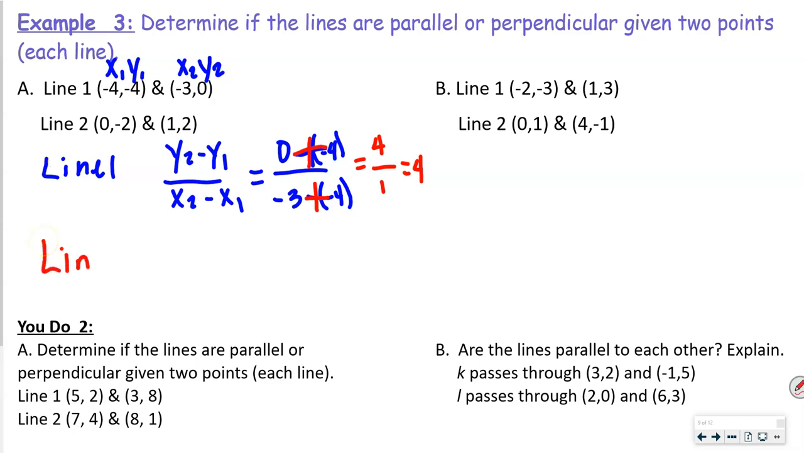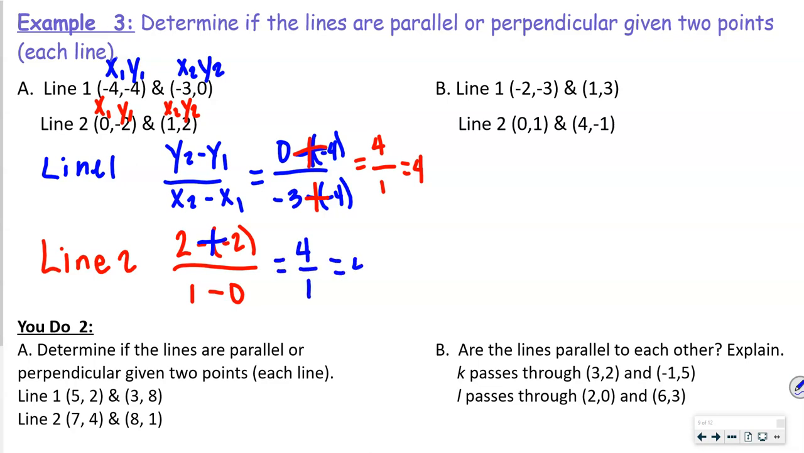Same thing with line 2. Okay, label it x1, y1, x2, y2. Remember, we're using that formula again. So this time we're doing 2 minus a minus 2 over 1 minus 0. Okay, remember again, if we have a minus, that's a plus. So that's going to give us 4 over 1, which again is 4. So if the slopes are the same, which they are, see right here, that means these lines are parallel.